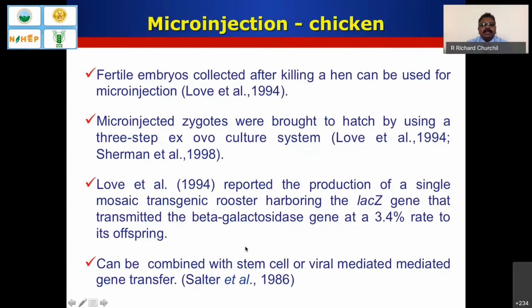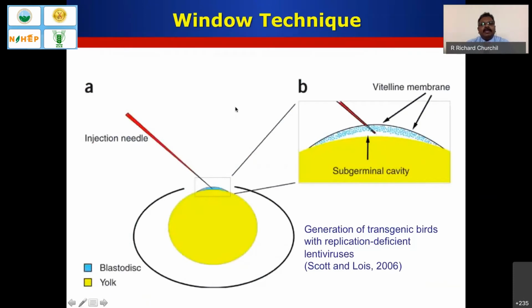What these scientists did, they used virus. They infected the embryo with virus, and they produced the transgenic chicken. So this is another technique. It's a window technique. A portion of the shell is cut, and the virus carrying the foreign gene can be allowed to infect the growing embryo, and you will get the transgenic birds. So this is a report by Scott and Lewis. They used replication deficient lentivirus to produce transgenic birds.